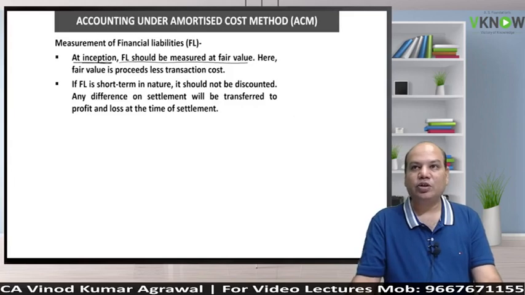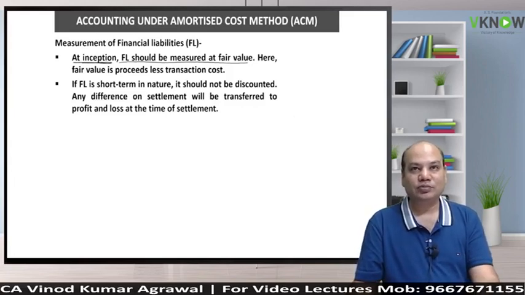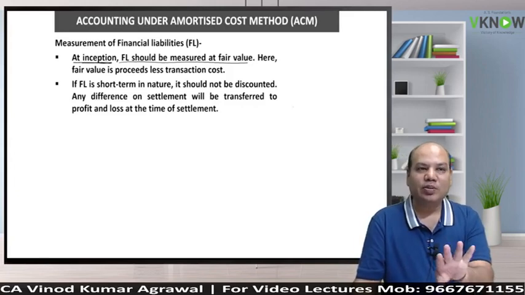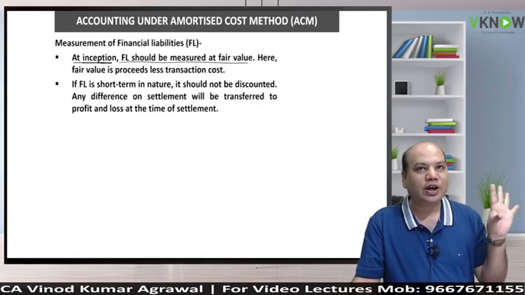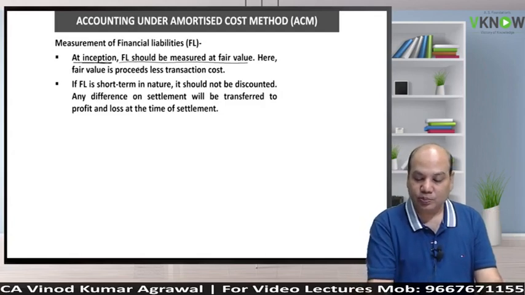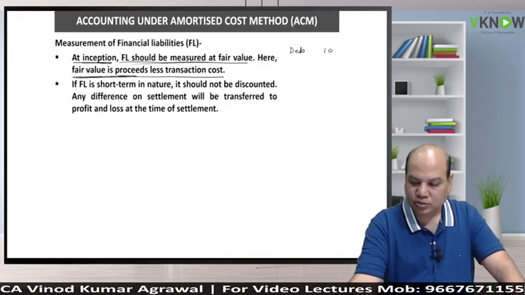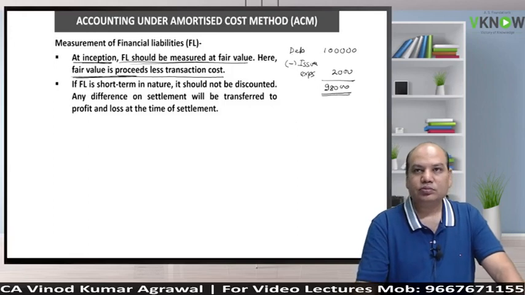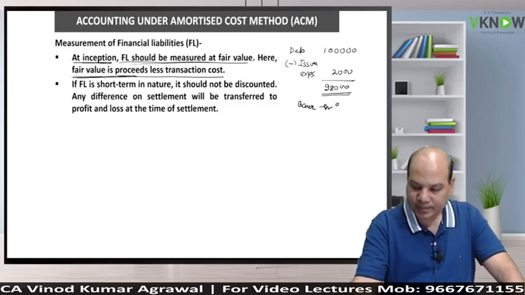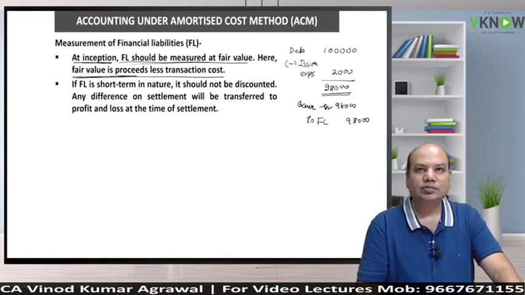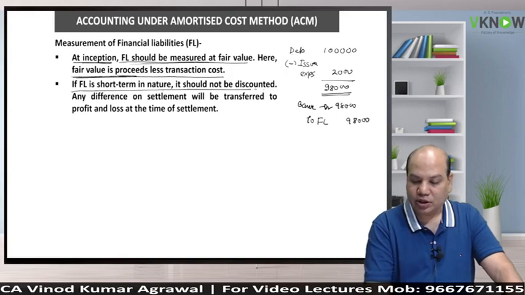We will see later, if it is not at a market rate, that means it has some other element involved also. So that element needs to be removed, and accordingly, the accounting for that element will be done. So how do we compute the fair value? It is usually proceed minus transaction cost. Like debenture issued 1 lakh minus issue expenses, flotation expenses 2000, 98,000. So we will pass an entry: bank account debit 98,000 to financial liability 98,000. That's it.